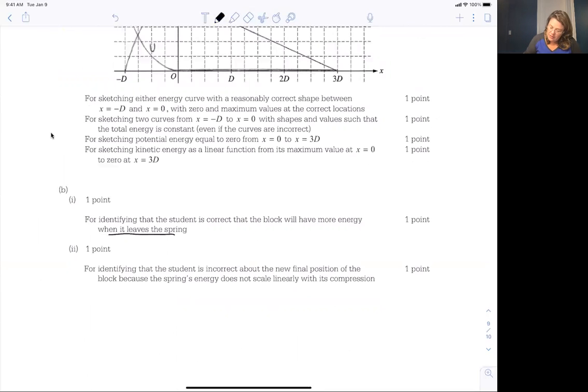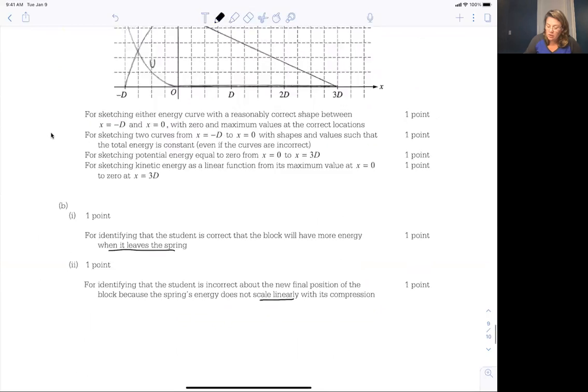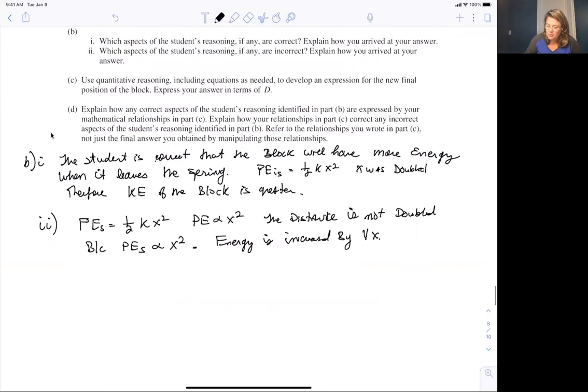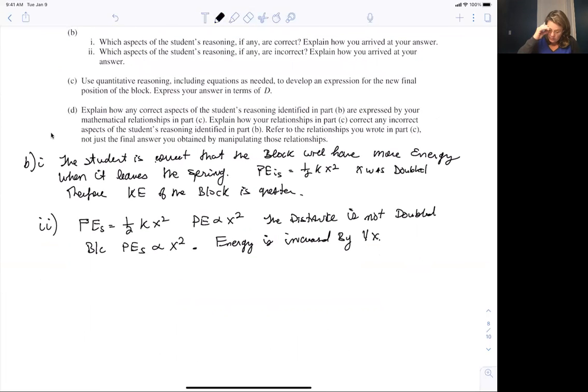Okay. Now I'm going to see if that would have gotten all the points. For identifying that the student is incorrect about the new final position because the spring's energy does not scale linearly with its compression. So all we had to say was that it was not proportional to x. It was proportional to x squared.